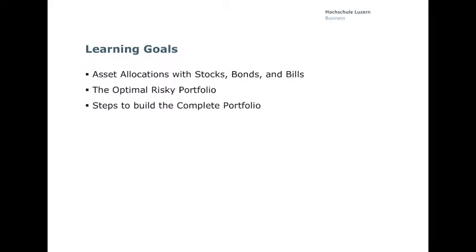The learning goals for session 3.2 are: you should be able to build an optimal portfolio with stocks, bonds and bills. You know how to compute the optimal risky portfolio, and students are also able to follow the required steps to find the optimal allocations for the complete portfolio.